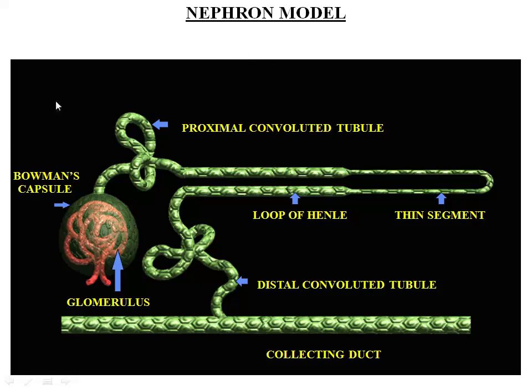Now this is a diagrammatic presentation of a nephron, a three-dimensional model shown in a two-dimensional form, to give you a perfect idea of how that nephron is there in a kidney.